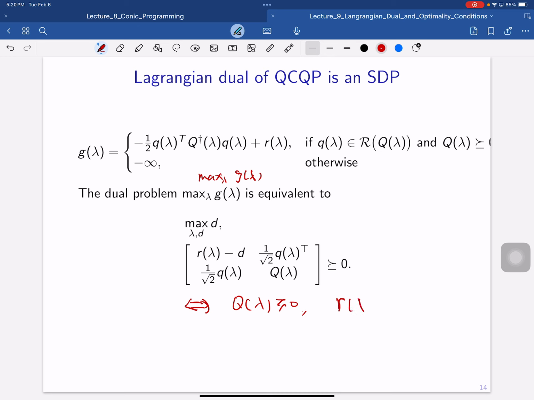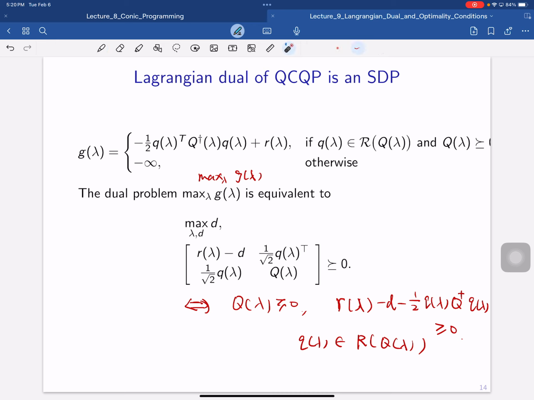The other thing we need to enforce is R lambda minus D minus 1/2, where you multiply these two diagonal terms using the pseudo-inverse of Q lambda, and this is greater than or equal to 0. Also, the linear coefficient is in the row space of the matrix Q lambda.